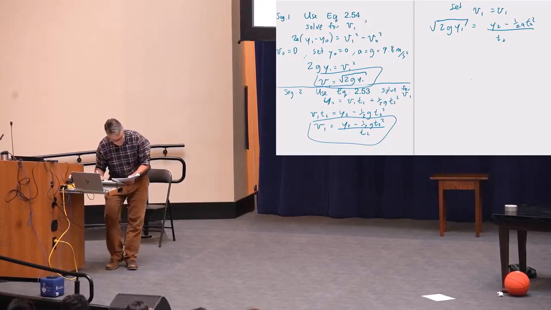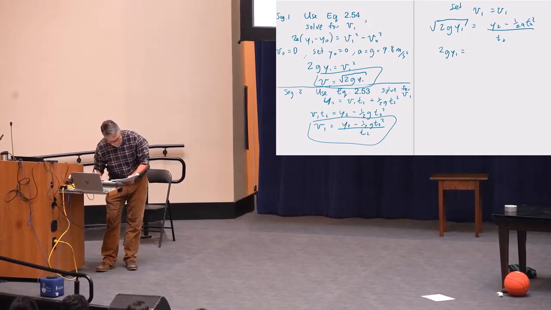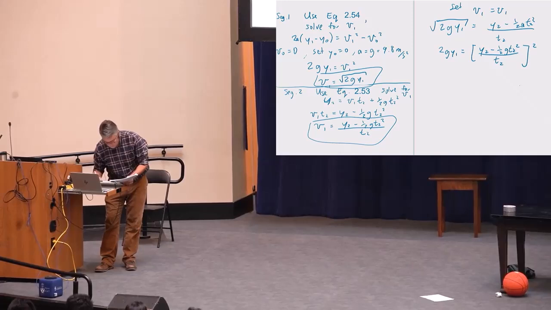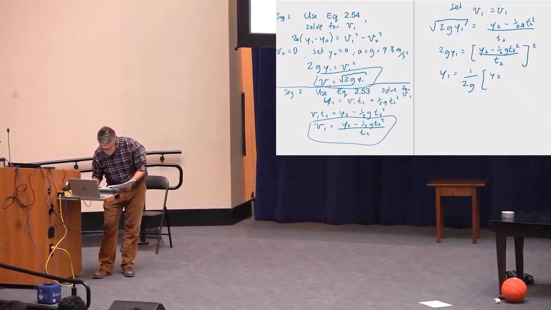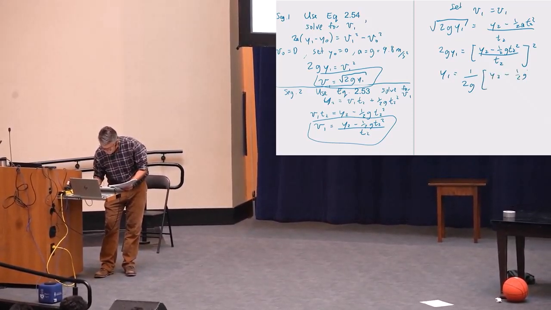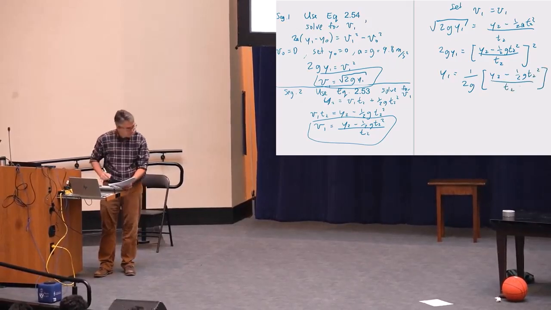So we can square both sides. We'll get 2g y1 is equal to, maybe we should change this to g, since the acceleration is g, y2 minus 1/2 g t2 squared divided by t2, all squared. Y1 is equal to 1 over 2 times g times all this stuff squared. And I just plug in all these numbers and we'll be done.